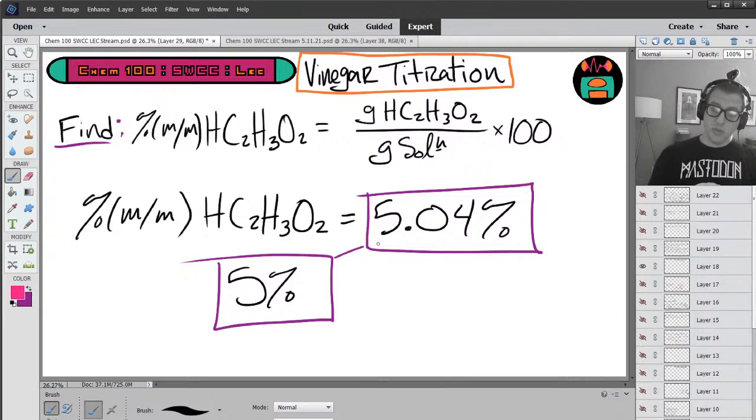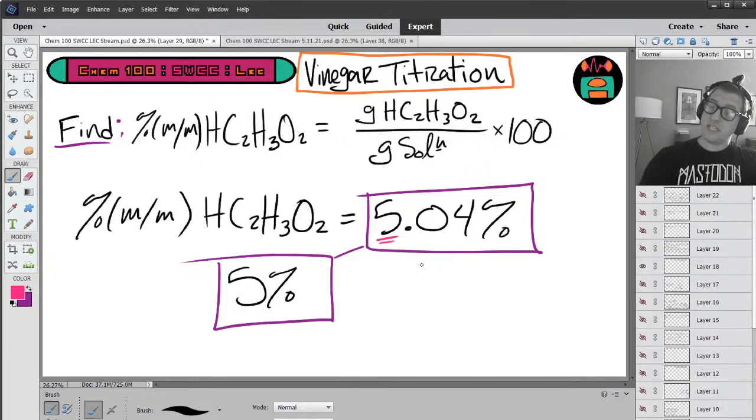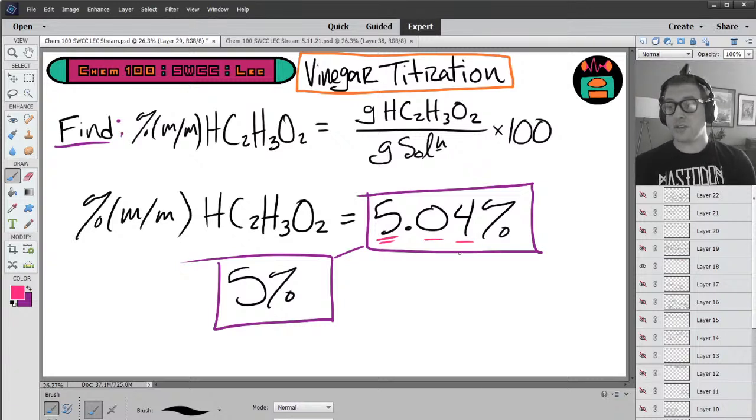Notice that if you took our calculated percentage and rounded it to the ones place, what would it round to? The answer is 5%, right? So the advertised value actually is accurate, is correct, but it's less precise than our 3 sig fig answer, which tells us that this batch of acetic acid happened to be 5.04% by mass.